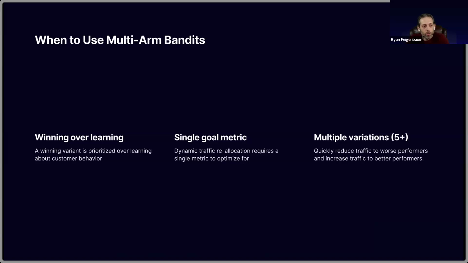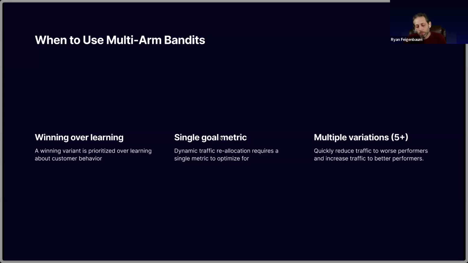All right, so when to use a multi-armed bandit. I have 3 things here for a multi-armed bandit. So one, winning over learning. With a multi-armed bandit, you need a single decision metric. That leads into the second point, but that's basically that when the algorithm is optimizing that traffic, it needs a single decision metric to optimize for. So that might be a conversion metric, a click metric, but it can only be one.